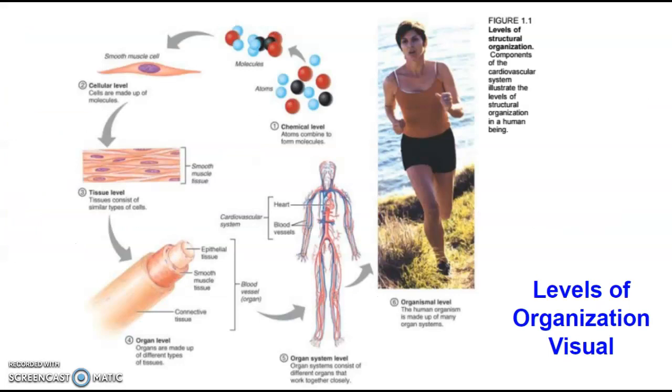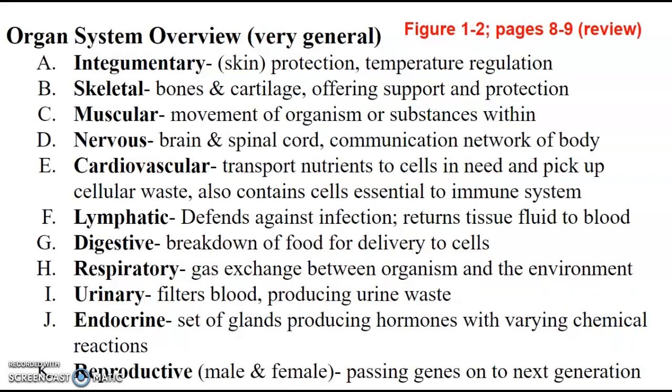This is just a visual of those levels of organization if it helps you to see it rather than just having words to talk about it. Figure 1-2 on pages 8 and 9, chapter 1. Generally, you need to know and be able to recognize from description of their function or key organs these different systems. So spend a little time doing that.